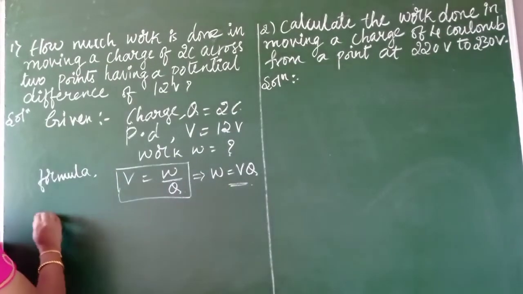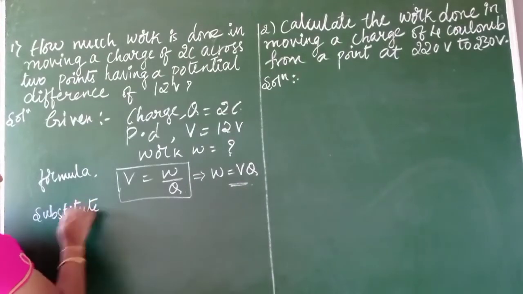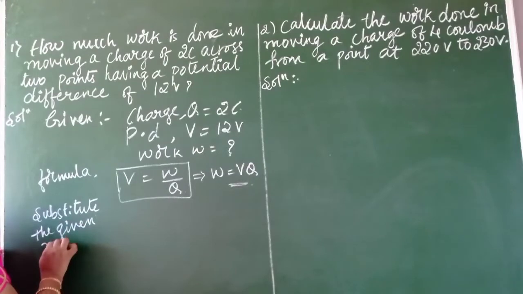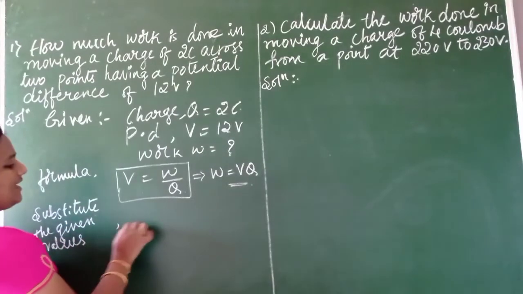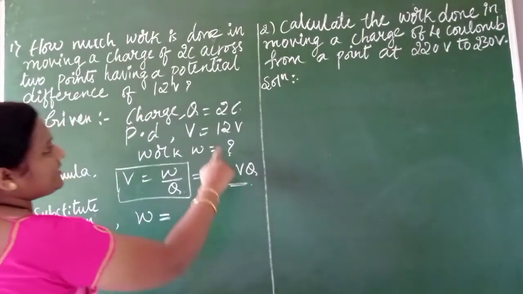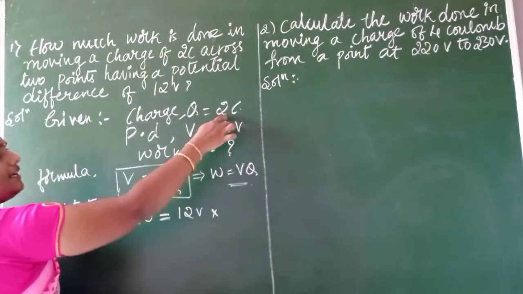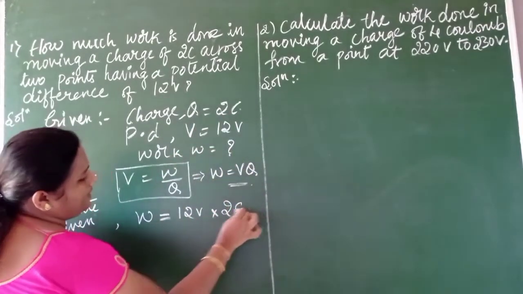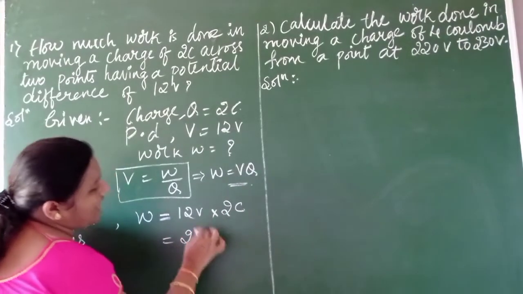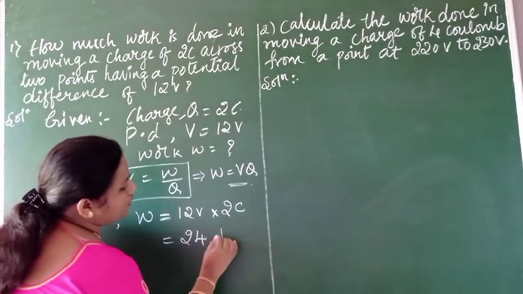So now substitute the given values. What will we get? W we want to know, so keep it as it is. What is the V value? 12 volts into, what is the Q value? 2C, means 12 2s are 24, and volts into coulomb is nothing but joules, children.